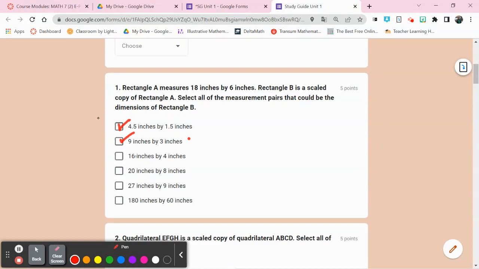So I'm going to put the copy over the original, 16 over 18, and I'm going to simplify that. Both of these divide by 2. And 16 divided by 2 gives me 8. 18 divided by 2 gives me 9. So let's look at the second side. It would have to be multiplied by 8 over 9. 4 is the copy. 6 is the original. Copy over original. I already know this isn't going to work because that's a different fraction.